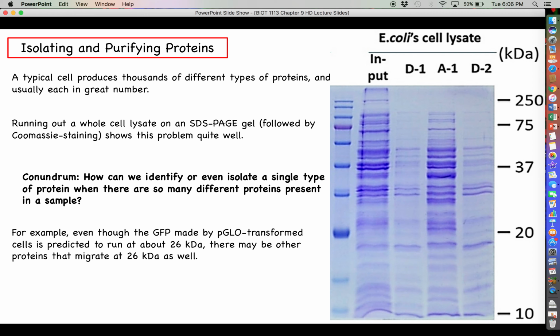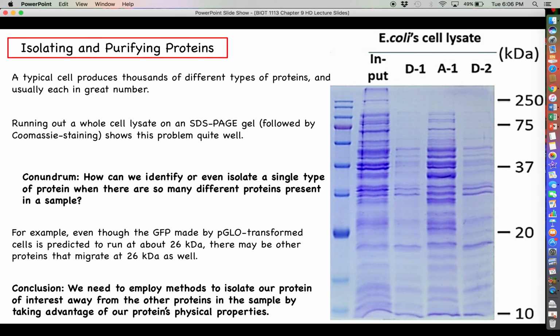But that does not necessarily mean that GFP is the only protein that will run at 26 kilodaltons. There is absolutely no rule that says that one protein can be the only thing that runs at that predicted migration pattern. So just because we get a band at 26 kilodaltons, that doesn't necessarily mean that it's GFP, and that doesn't even begin to help us come up with a strategy of how to get that GFP away from the other contaminating proteins. So you can hopefully appreciate the gravity of our problem here.